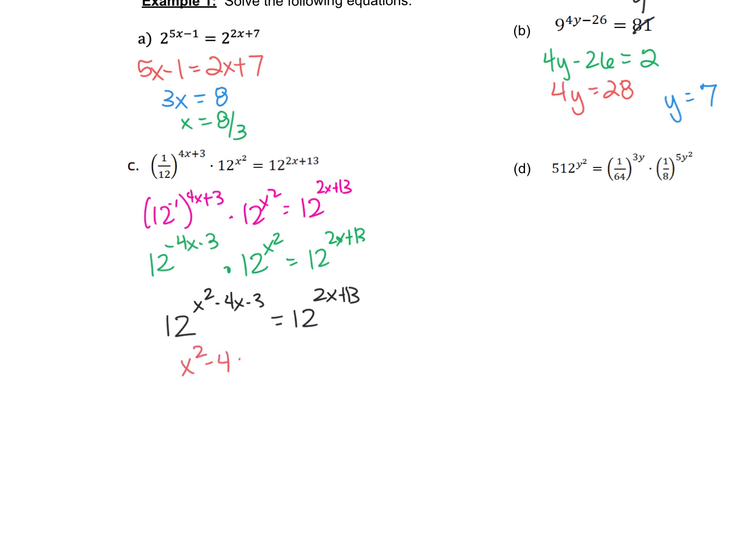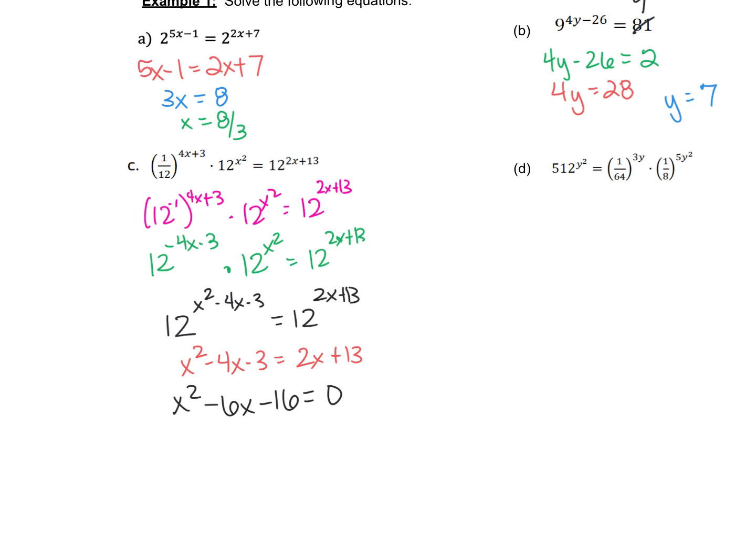Now that we've got a single base of 12, we're just going to let our exponents be equal to each other. This is a quadratic equation. How do we solve those? Yeah, move it all to one side. So I'm going to have x squared minus 6x minus 16 equals 0.